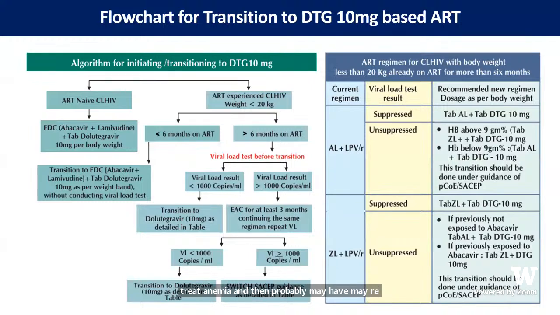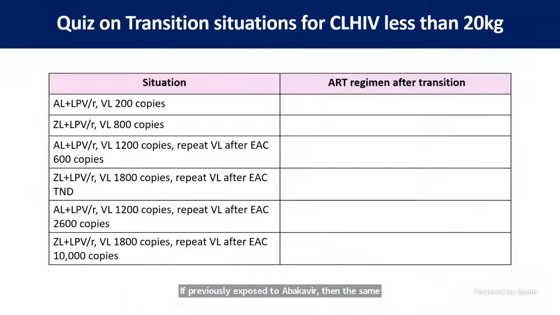Okay, if the child is on zidovudine based regimen, zidovudine, lamivudine and ritonavir boosted lopinavir, viral load is completely suppressed, you can go for zidovudine, lamivudine, and DTG 10 milligram. If it is unsuppressed in spite of your EAC for 3 months, and if not previously exposed to abacavir, you can go to AL DTG. If previously exposed to abacavir, then the same regimen to be continued and refer the child to COE, pCoE for SASAP guidance. So here there are a few quiz questions for this transition.